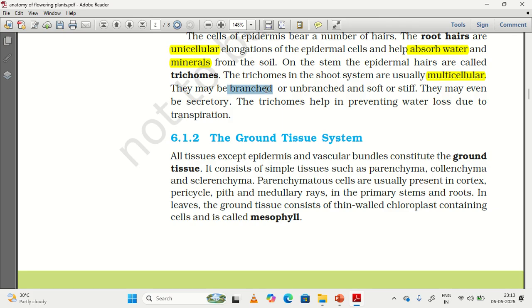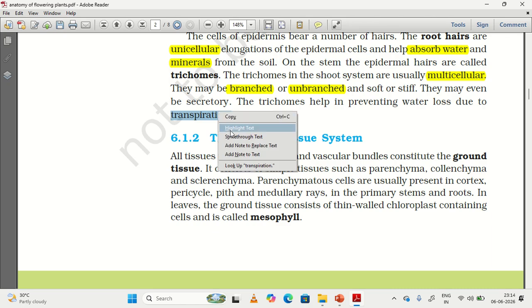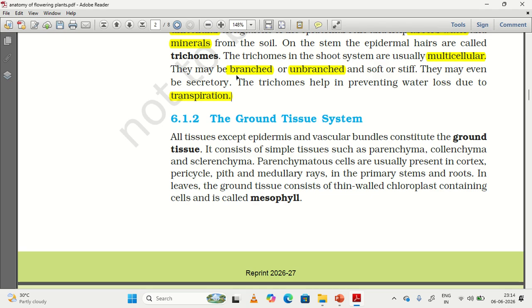They can be branched or unbranched, soft or stiff. They can be very soft, or stiff and erect. They may even be secretory. The trichomes help in preventing water loss due to transpiration.